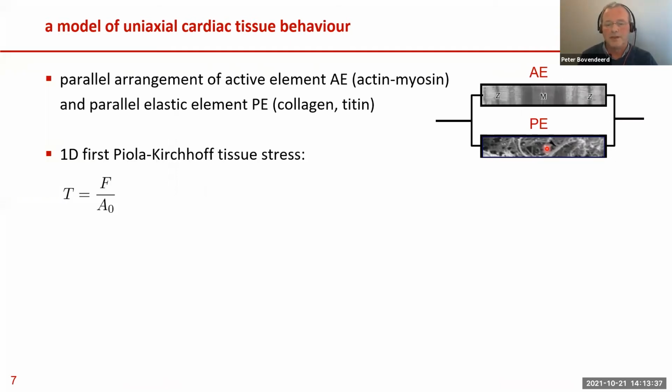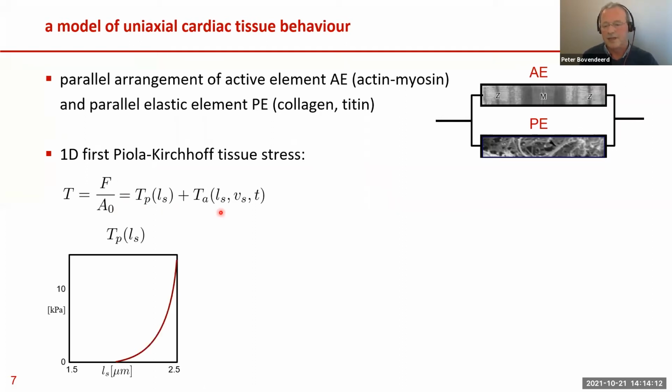And we tend to model this in terms of the first Piola-Kirchhoff tissue stress. So actually that's the force measured in this type of experiments divided by the cross-sectional area of the muscle specimen in the unloaded situation. So this is not Cauchy stress, then you would need the actual area, but this is much easier because you have to measure the area only once at the start of the experiment. And then this stress can be composed of a passive stress and an active stress.